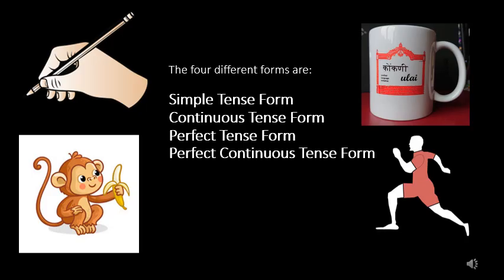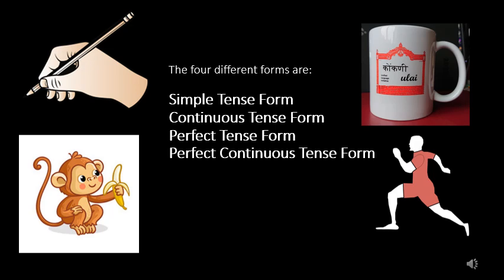In all three tenses, that is present, past and future tense, there are four different forms. These forms are simple tense, simple continuous tense, perfect tense, and perfect continuous tense. In Konkani, we tend to use all four forms in three tenses. That's a total of 12 variants.